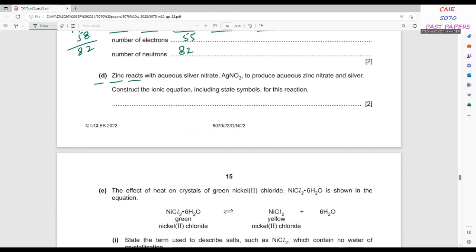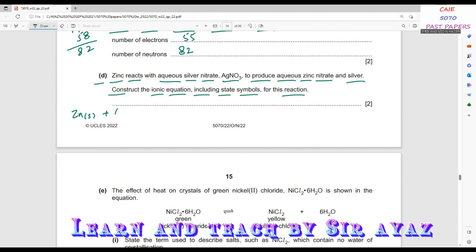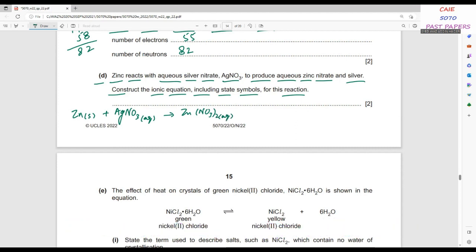D. Zinc reacts with aqueous silver nitrate, AgNO3, to produce aqueous zinc nitrate and silver. Construct the ionic equation including state symbols for this reaction. Now you have to construct the ionic equation for this reaction. The reaction will be this: Zn solid plus AgNO3 aqueous gives Zn(NO3)2 aqueous, because zinc carries a +2 charge and the nitrate ion carries a -1 charge, plus Ag solid.